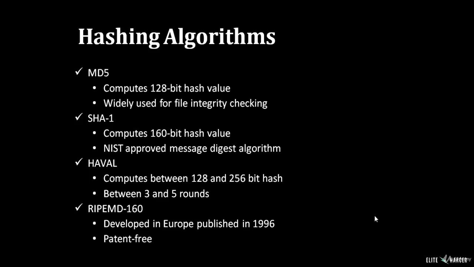SHA1 also operates on 512-bit blocks but produces a 160-bit hash value in 4 rounds of 20 steps each. MD5 is widely used for file integrity checking, while SHA has its uses in digital signatures.